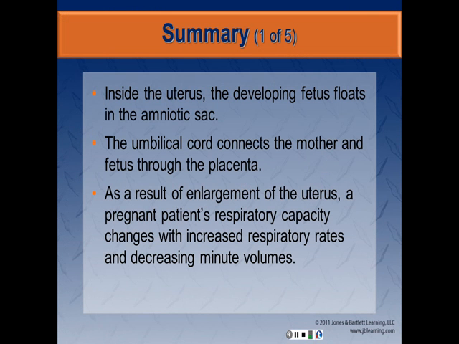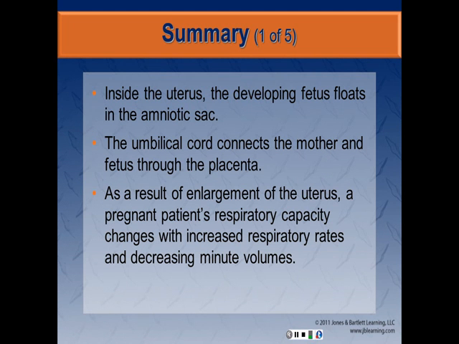In summary, inside the uterus, the developing fetus floats in the amniotic sac. The umbilical cord connects the mother and fetus through the placenta. Eventually, contractions of the uterus will propel the neonate through the birth canal. Throughout pregnancy, the body changes to accommodate the fetus. The primary systems involved with these changes are the respiratory, cardiovascular, and musculoskeletal systems.